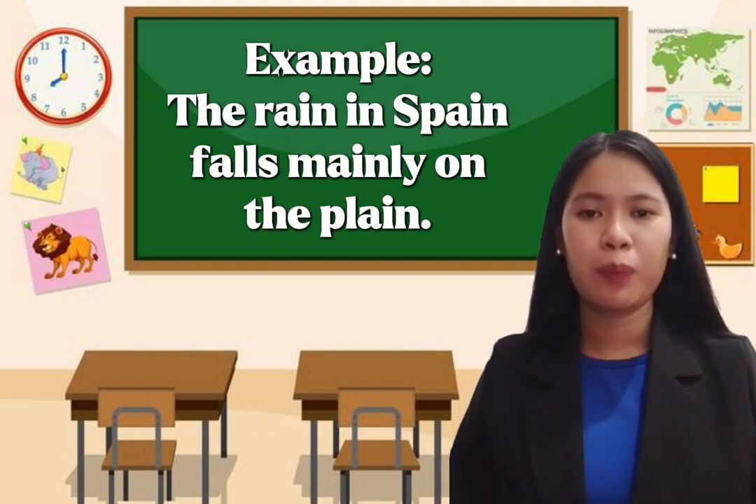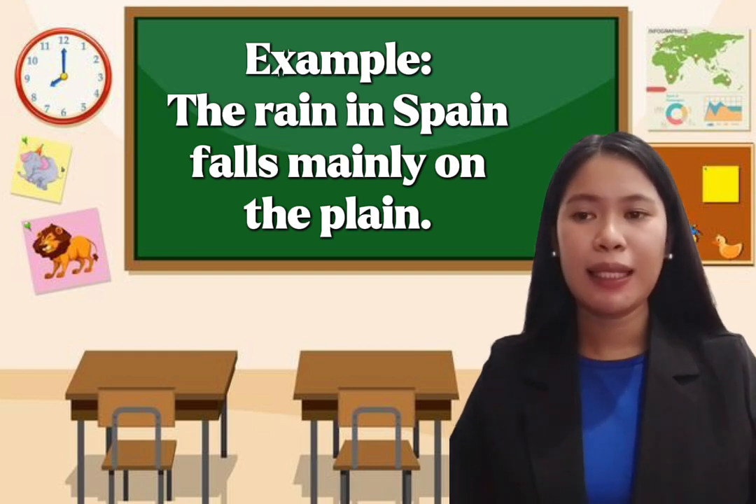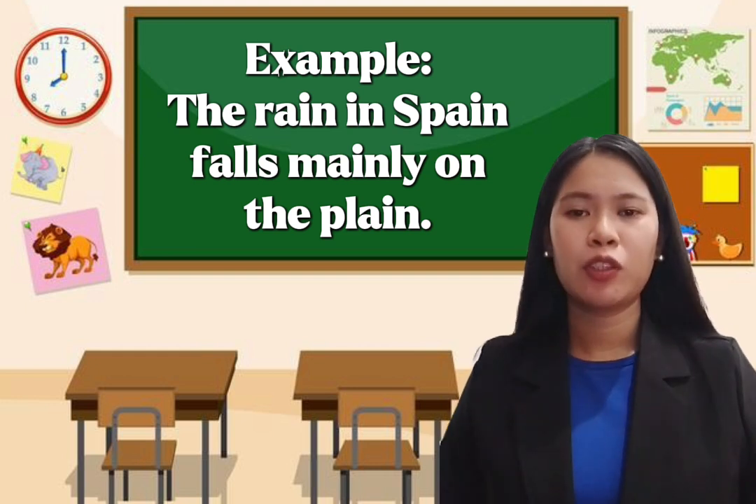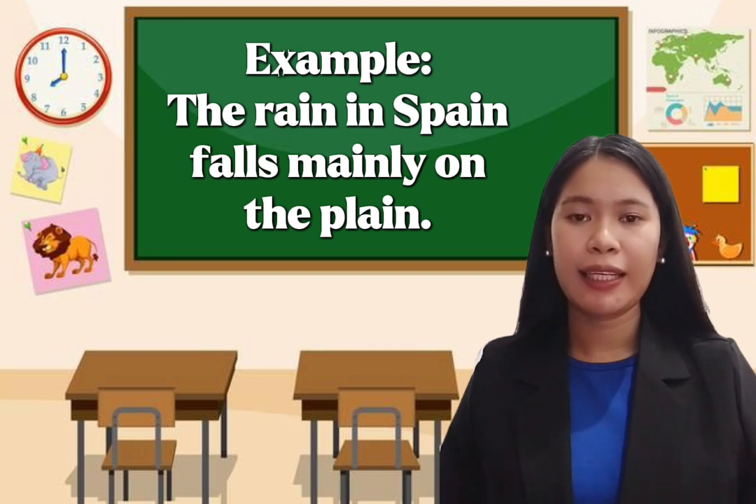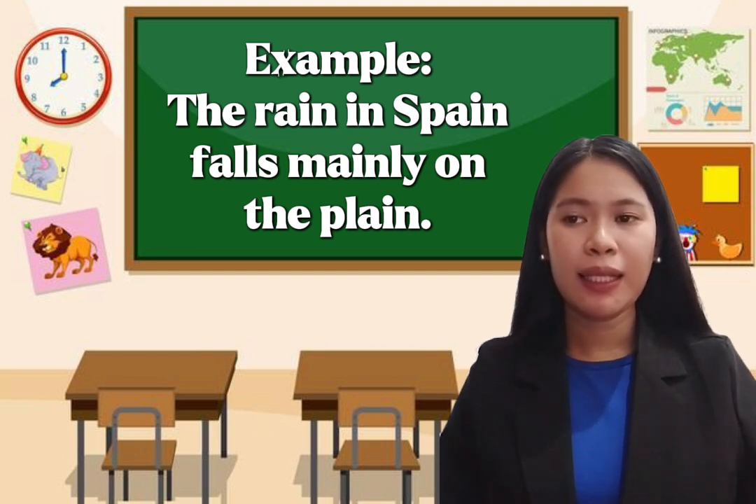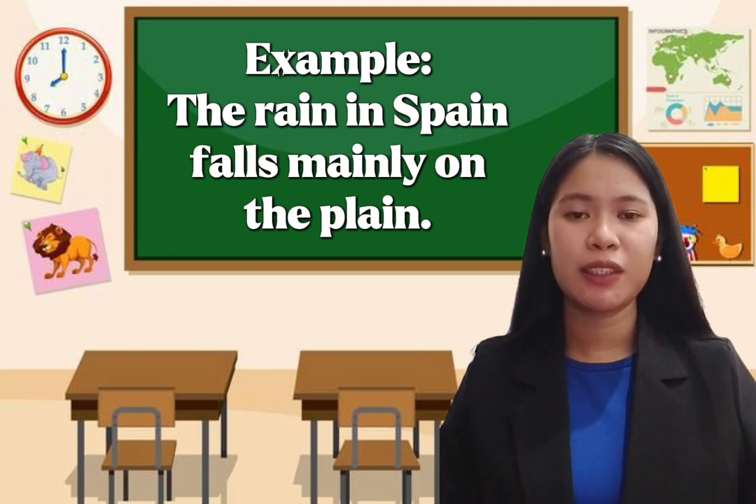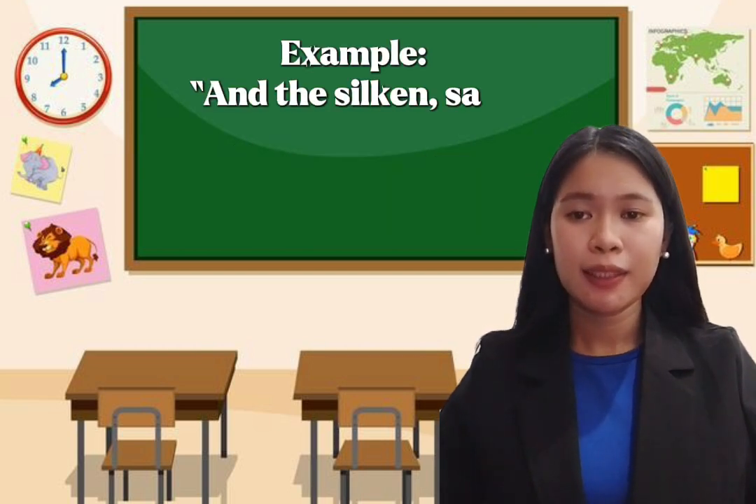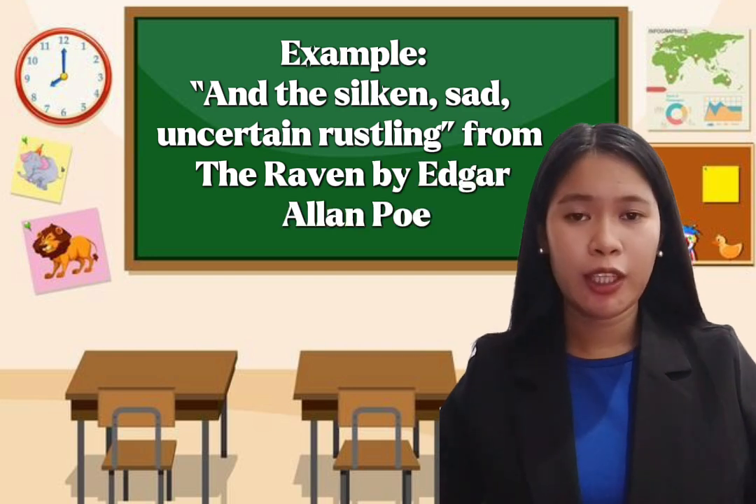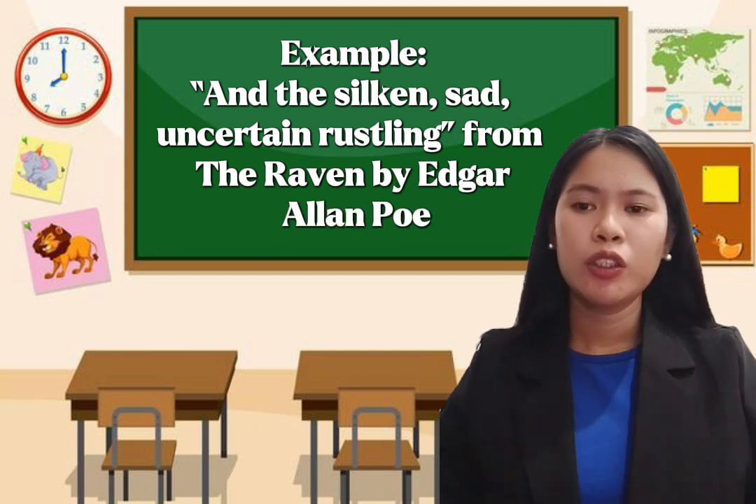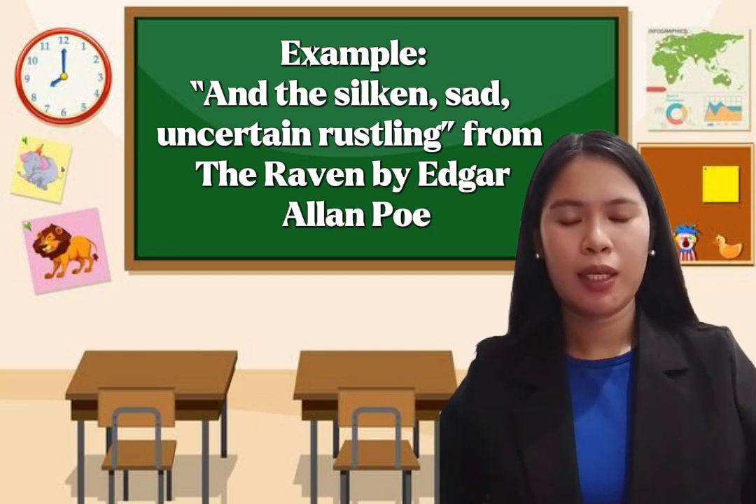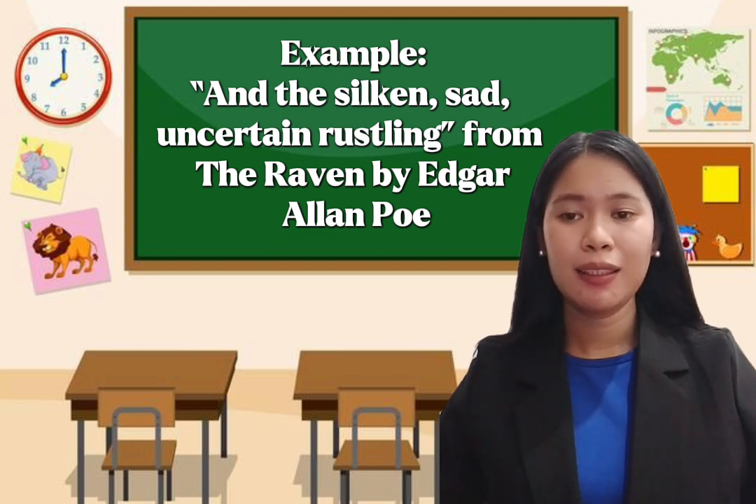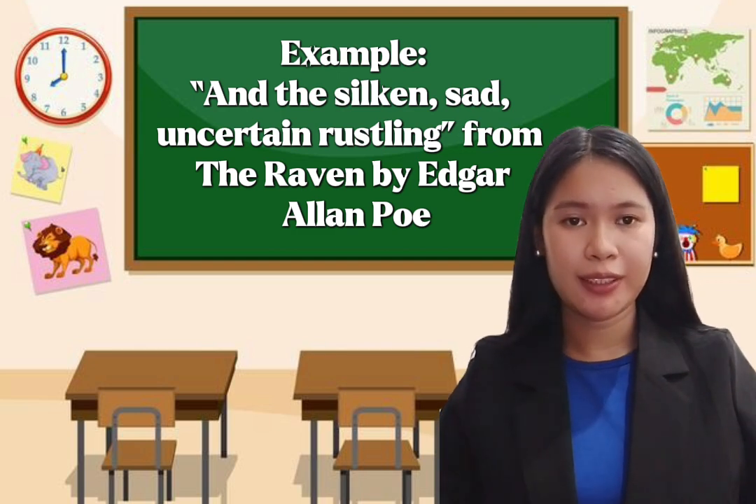The N sound repeats in many words like in rain, Spain, mainly, and plain. This repetition of consonant sounds gives the same rhythm. Another example is, and the silken, sad, uncertain rustling. So class, read the line with me. In the silken, sad, uncertain rustling.